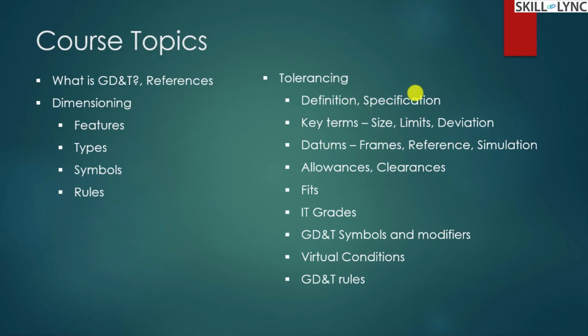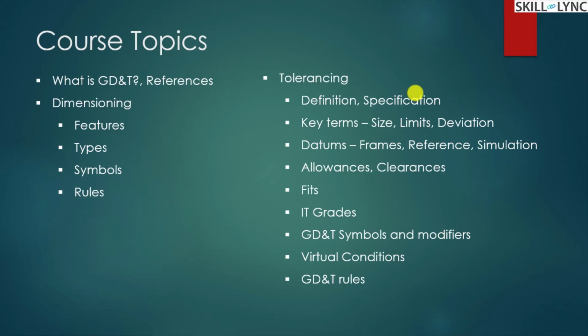Moving forward, this is a brief overview of the topics that we are going to cover in the next 2 weeks. The first is what GD&T is and what the common usage references or standards for GD&T are, following which you will have the dimensioning technique. We'll look at the dimensioning part of GD&T: what features are, what types there are, what the different symbols used for dimensioning are, and what rules to follow when you dimension different features and objects.